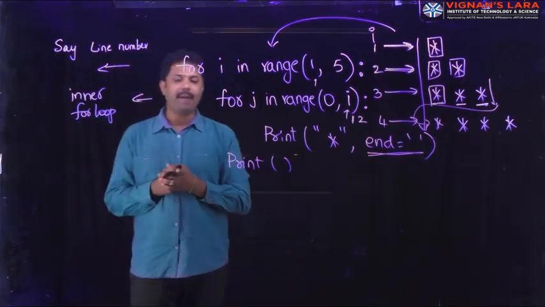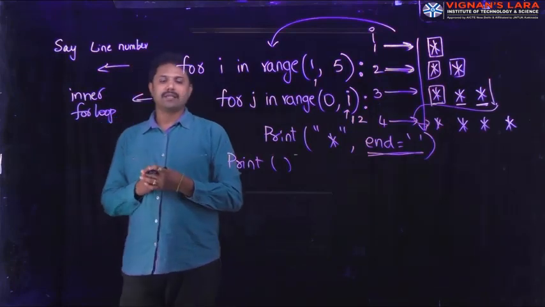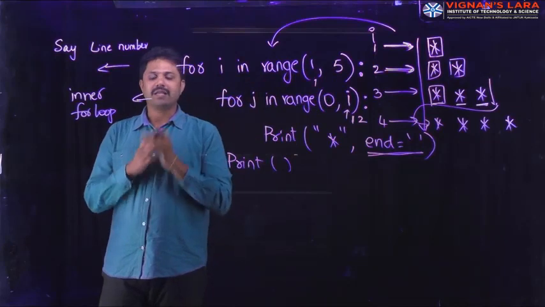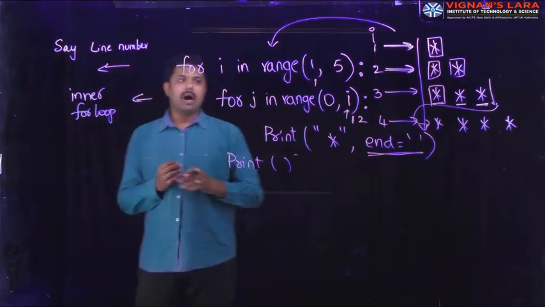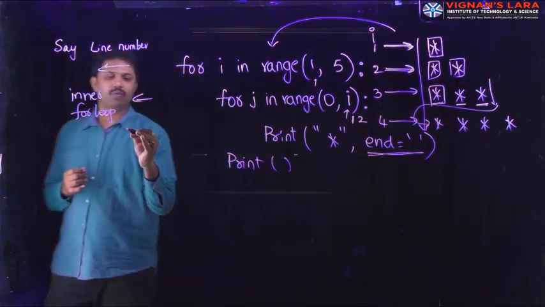Let us see what happens if you execute this code. For example, for I in range of 1, 5. For example, now I equals 1.